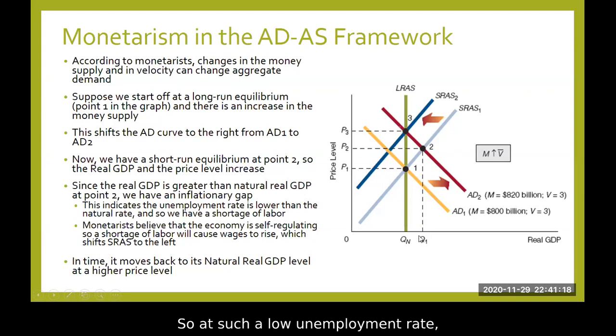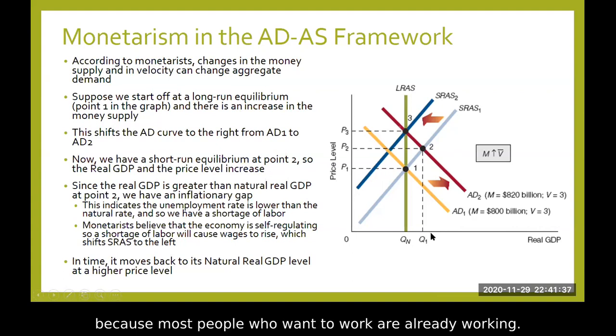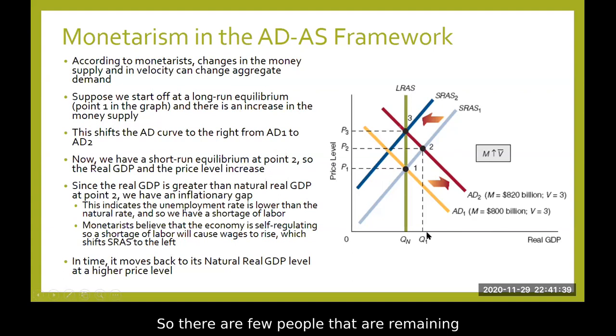So with such a low unemployment rate, most people who want to work are already working. So there are few people remaining to fill in vacant positions. So we don't have enough labor. So we're saying there's a shortage of available labor because most people who want to work are already working. So there are few people remaining to fill in new positions.